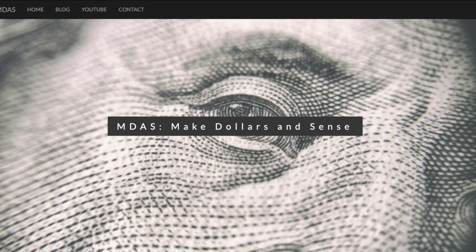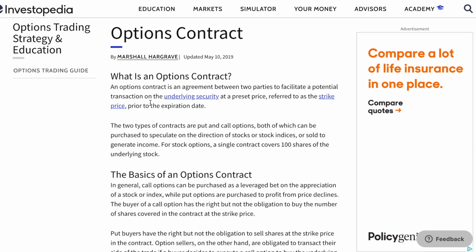If we head over to Investopedia, which is a great resource for new investors and anybody that wants to learn about finance in general, you can see here an options contract is an agreement between two parties to facilitate a potential transaction on the underlying security at a preset price, referred to as the strike price, prior to the expiration date. I said that quite slowly because all of these things are very important portions of what an options contract is.